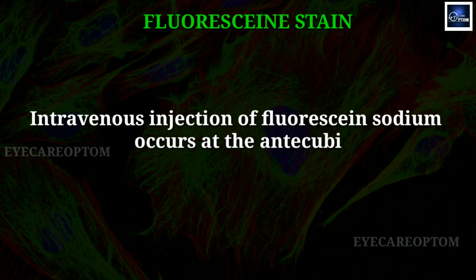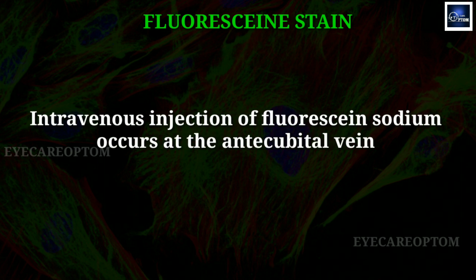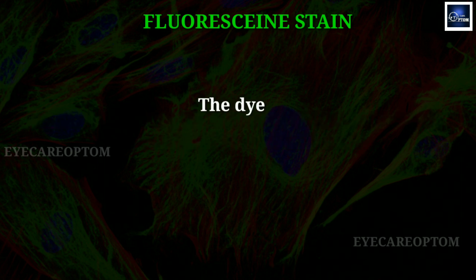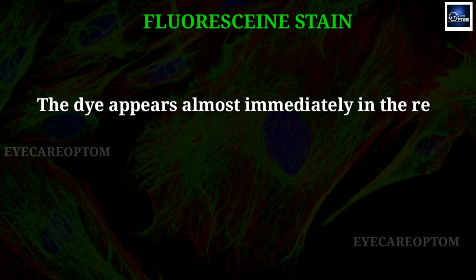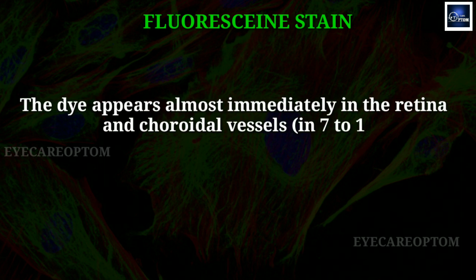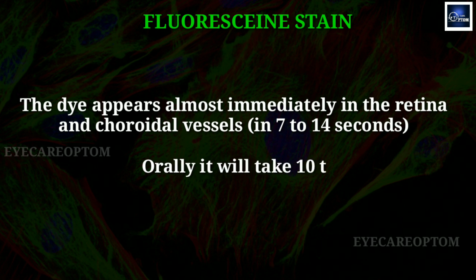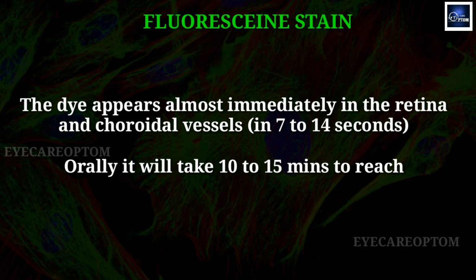Intravenous injection of fluorescein sodium occurs at the antecubital vein. The dye appears almost immediately in the retina and choroid vessels within 7 to 14 seconds. When given orally, it will take 10 to 15 minutes to reach, and it will be a little difficult because it will be bitter in taste.